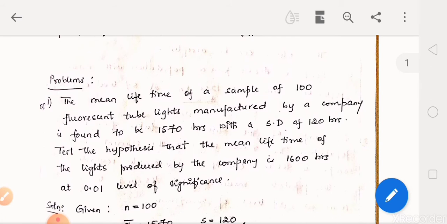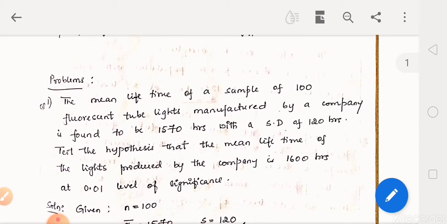Problems. The mean lifetime of a sample of 100 fluorescent tube lights manufactured by a company is found to be 1570 hours with a standard deviation of 120 hours. Test the hypothesis that the mean life of the lights produced by the company is 1600 hours at 1% level of significance.